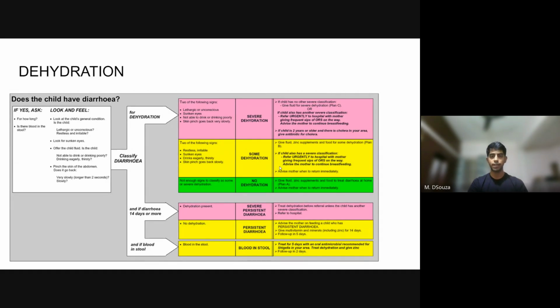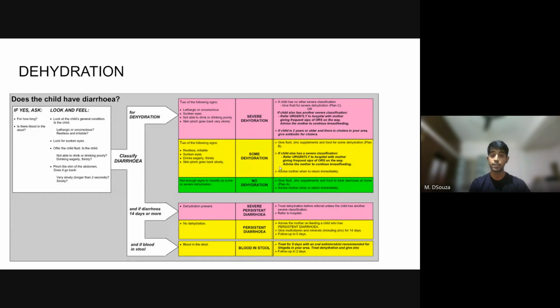Now, no dehydration can definitely be managed on an OPD basis, and in this case, all you would have to do is teach them how to mix ORS and encourage them to give the child a lot of fluids.